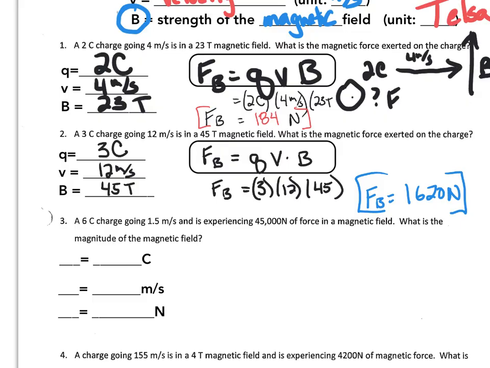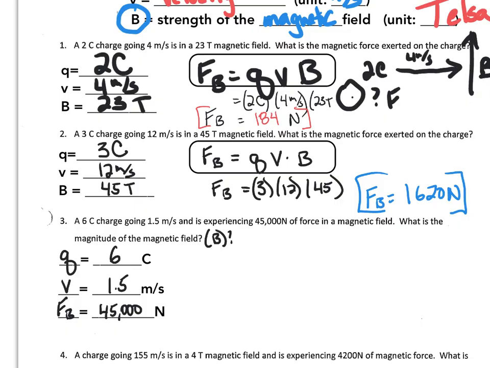What if I give you the amount of charge, Q is 6 coulombs, and the velocity is 1.5 meters per second? But what if you find out that the force it feels is 45,000 newtons? Could you rearrange the formula? Could you use your algebra skills to determine the B? We do not know the B field.